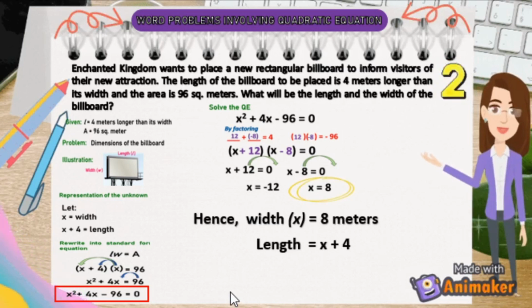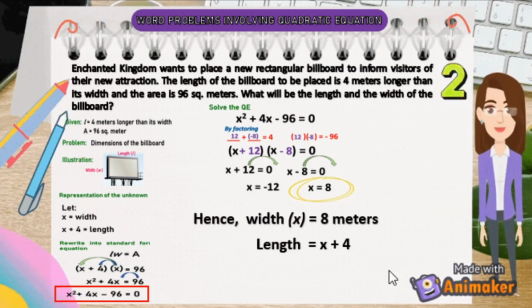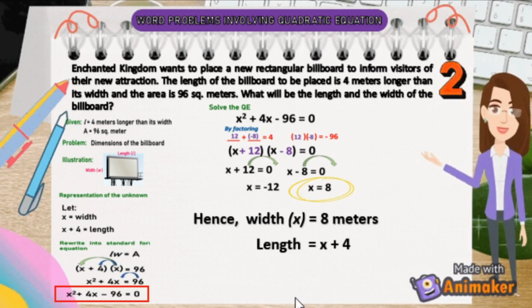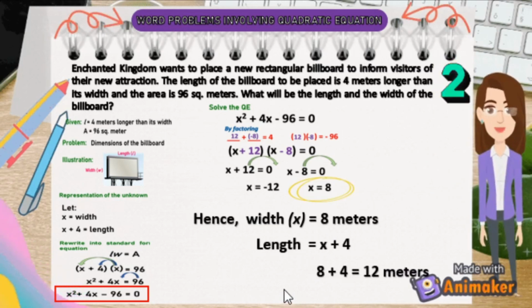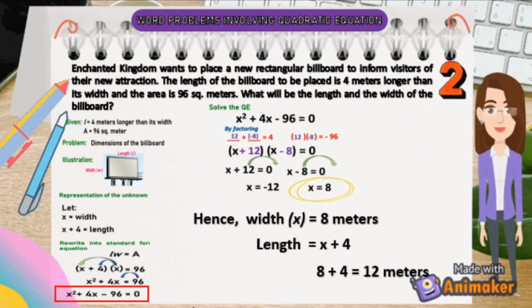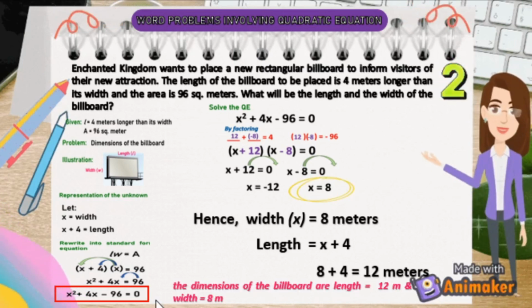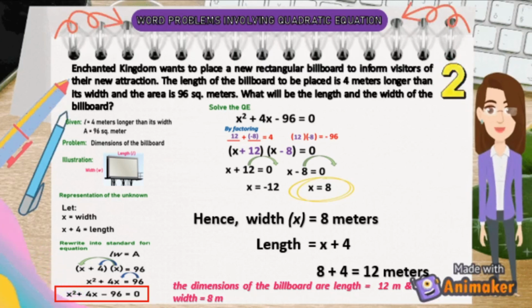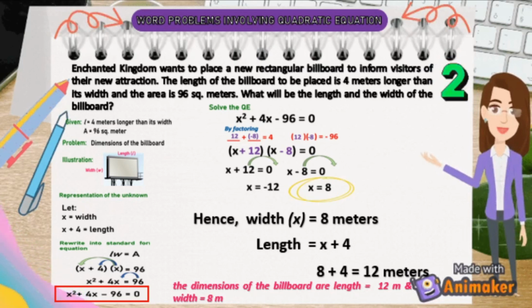And ang length natin ay x plus 4. So, therefore, palitan natin yung x ng 8. So, magkakaroon tayo ng 8 plus 4 is equal to 12 meters. So, therefore, ang length natin ay 12 meters. So, ang dimension ng ating billboard or yung length and width niya ay 12 meters and 8 meters respectively.